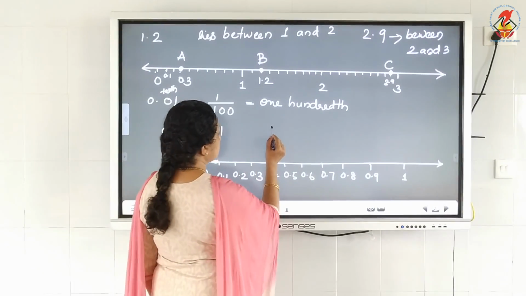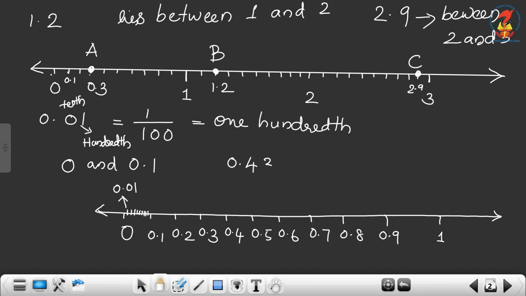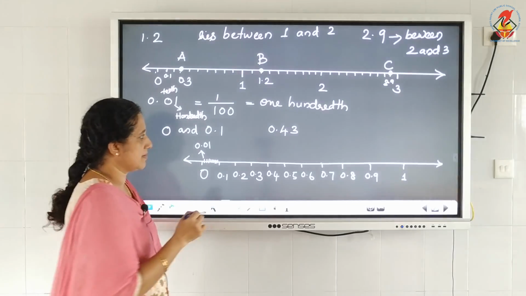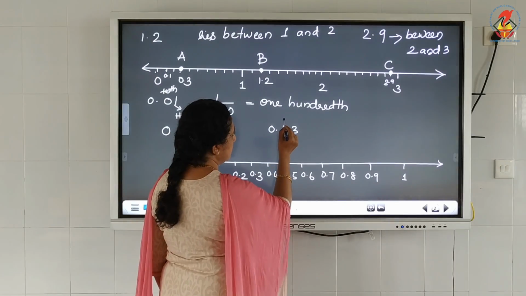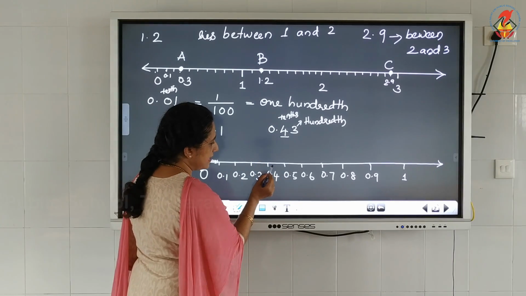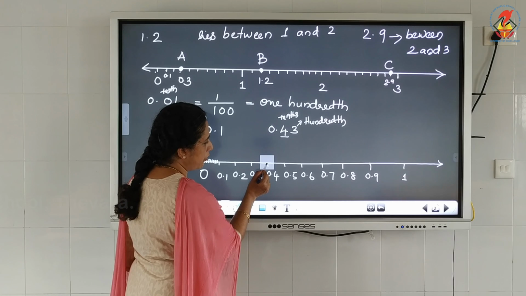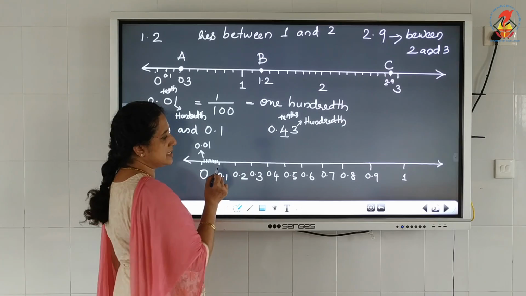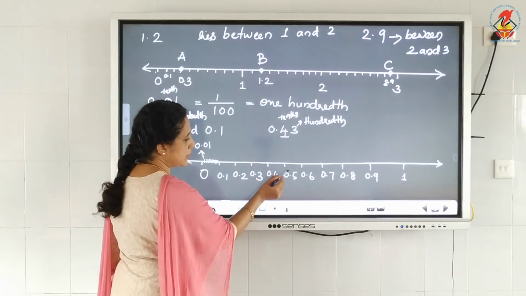Now, another example, 0.43. 0.43 means 43 hundredths. Look at that: 4 is in the 10th place and 3 is in the 100th place. Now look at the digit at the 10th place, 4. So we can say that 0.43 lies between 0.4 and 0.5.